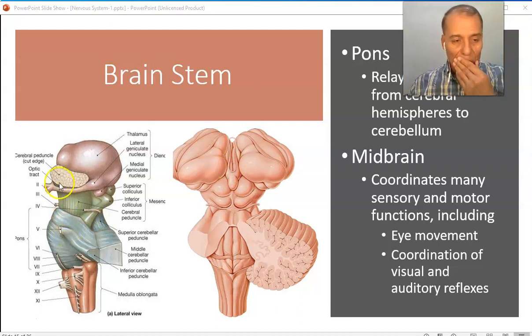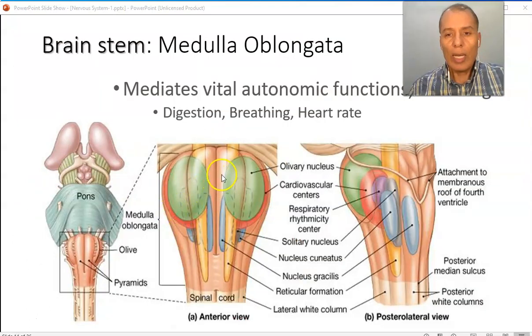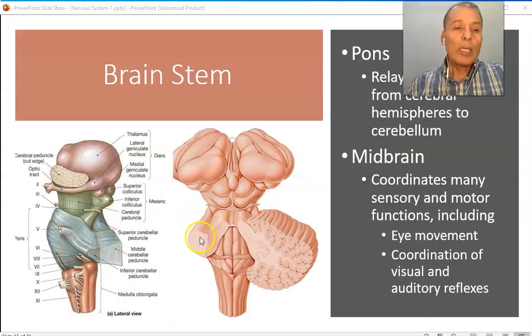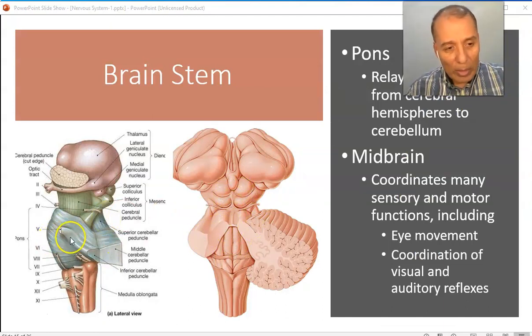On the left, you have a lateral view. Here there's an anterior view where you see the pons in the front, and here is a posterior view. This area, let's look at the pons here. There's a piece that is cut. That piece is cut. That is the peduncle of the cerebellum that is cut.